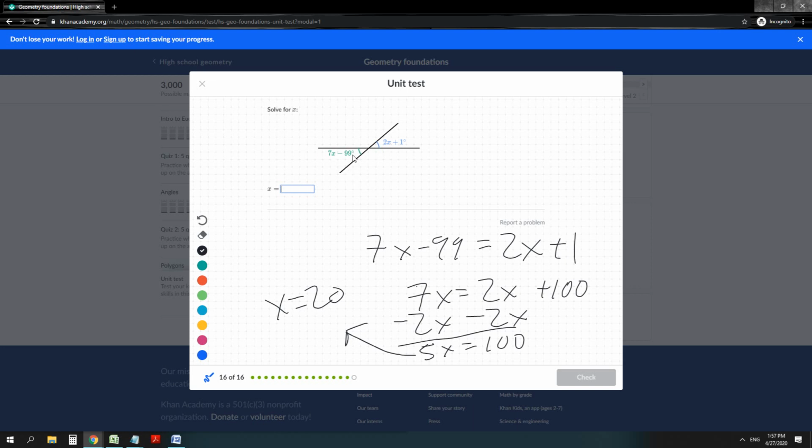140 minus 99 is 41. 2 times 20 is 40, plus 1 is 41. So we're getting 41 for both answers. Oh, whoops. I put in the angle instead of x. So we're going to put in 20.